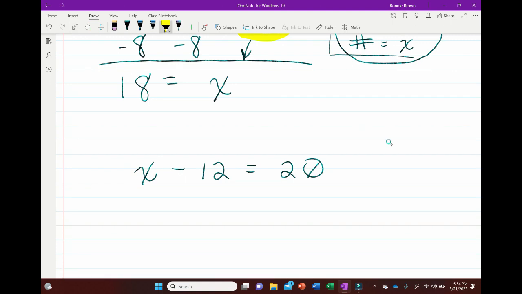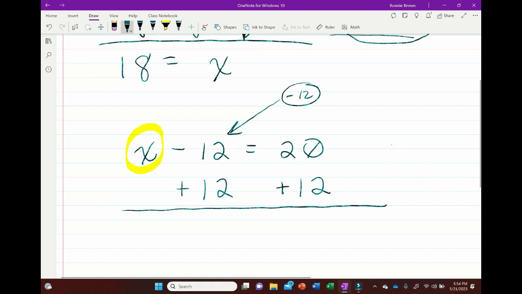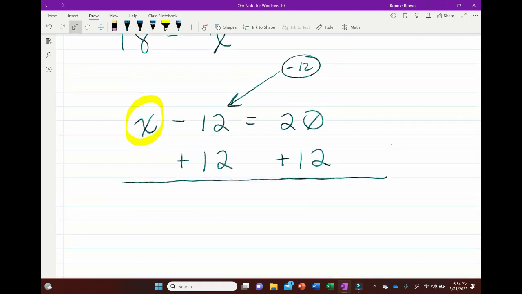But I say to myself, okay, to isolate this x, what do I need to get rid of on the left-hand side of the equal sign? Well, I need to get rid of that 12. Right now it's a minus 12, so we do the opposite to get rid of it. The opposite of the minus is plus. And if you recall from the last problem, whatever you do to one side of the equation, you must always do to the other side, right? It's like you're on a seesaw and have to balance it. You have to do the same thing to both sides.